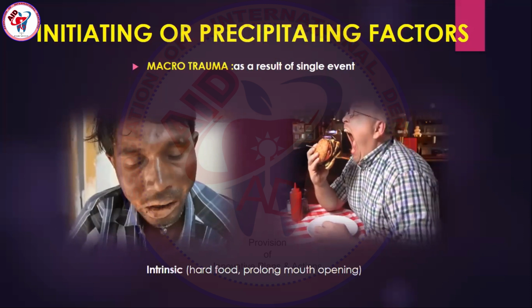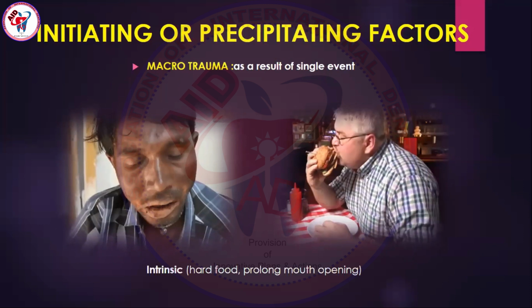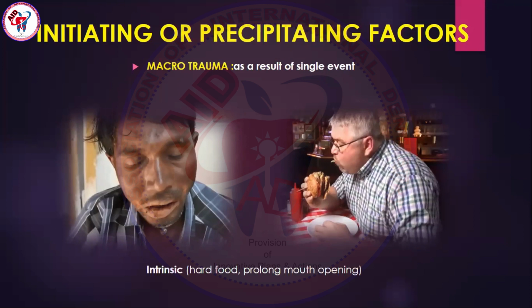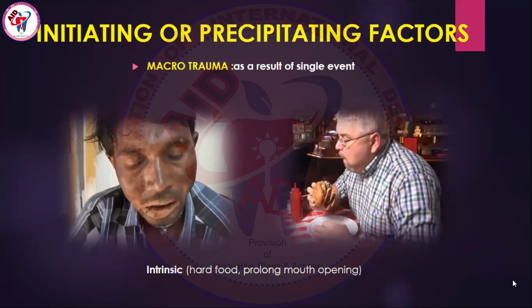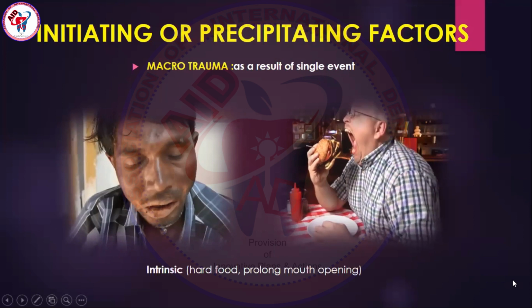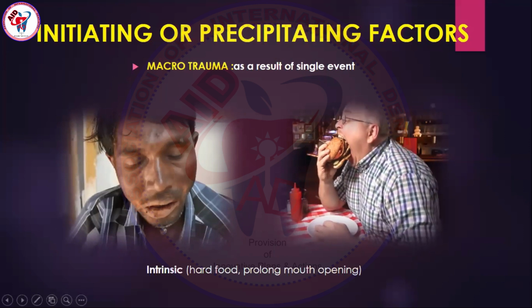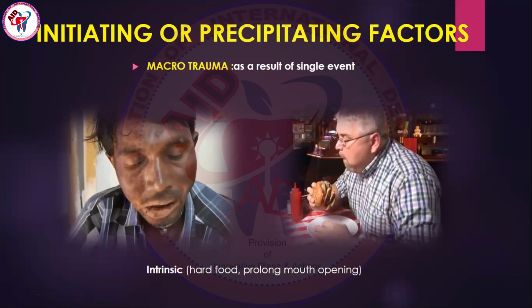And look at this man on your right side, taking such a huge bite. You see how wide this opening is? This wide opening may result in trauma to the posterior ligaments. The wider you open this joint, the more stress or stretching you are giving to the posterior ligaments.